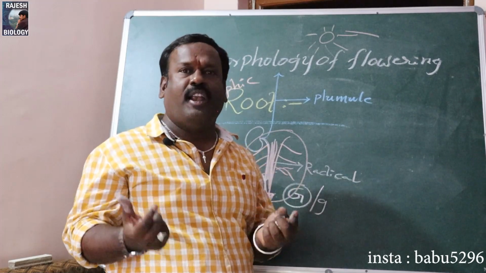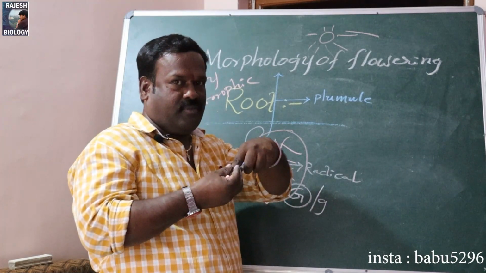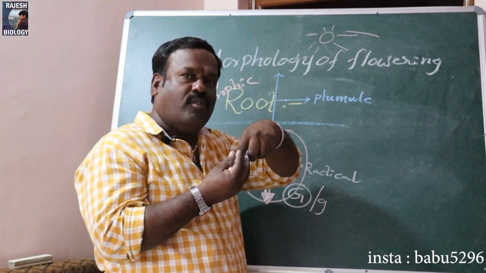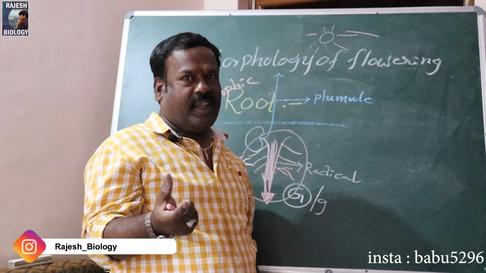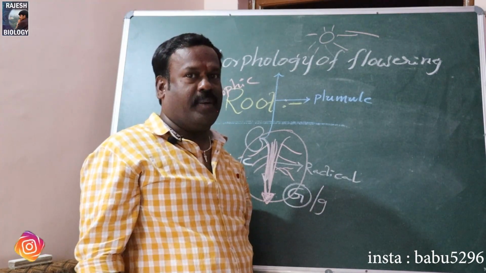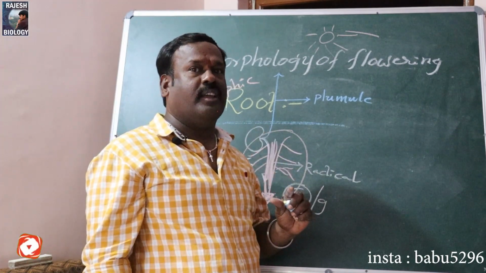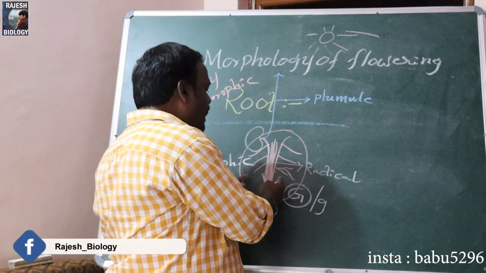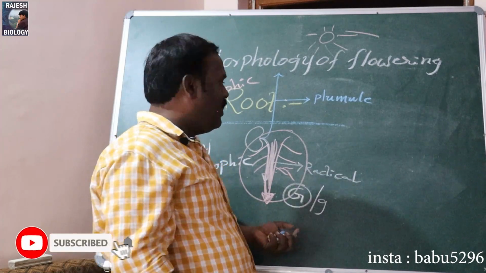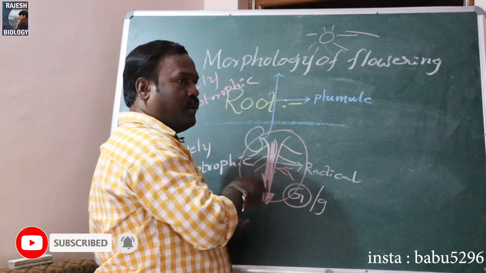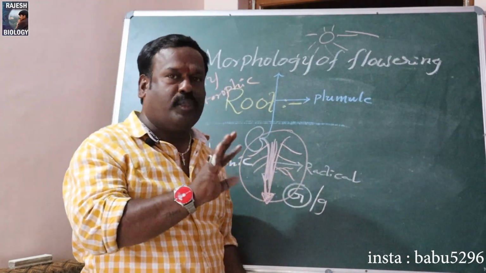Root pockets are present in hydrophytes, nothing but aquatic plants, and the root pockets are loosely arranged at the tip of the root. Once they fall off, they can't be regenerated. Root caps can be regenerated, root pockets can't be. Is it clear? Yes. Here the function is the same, protection.